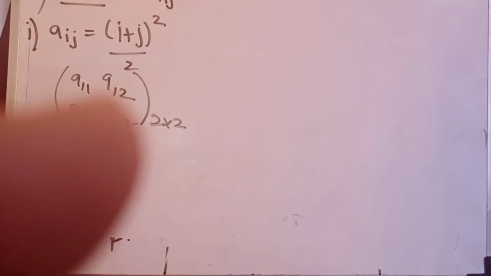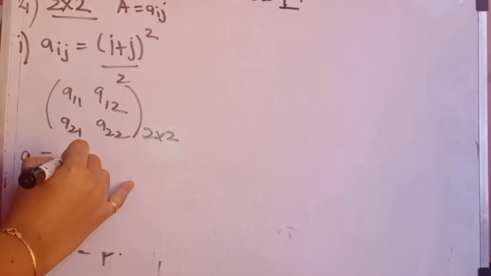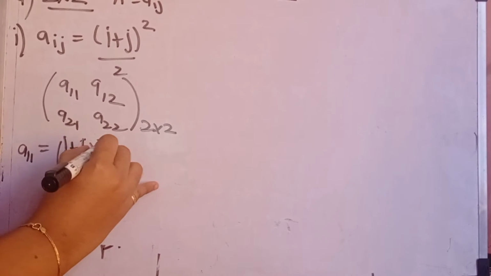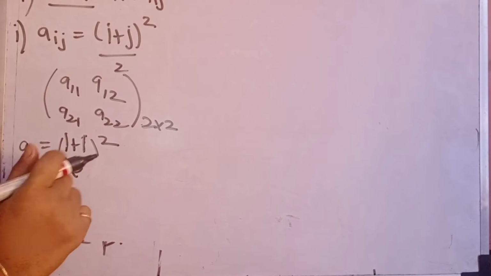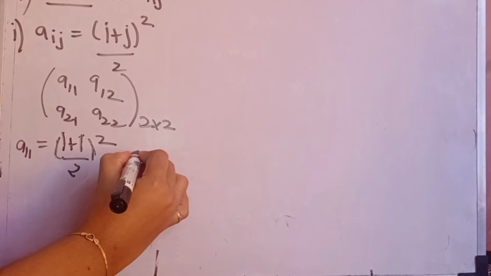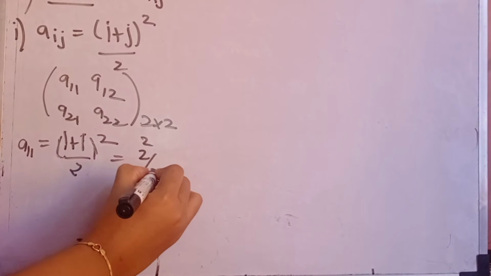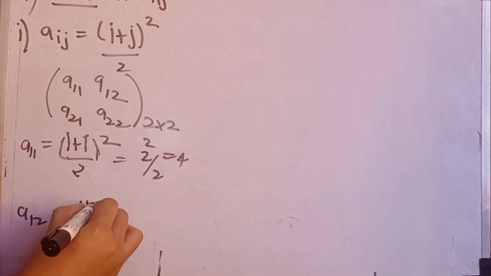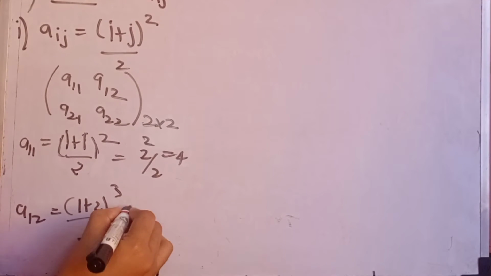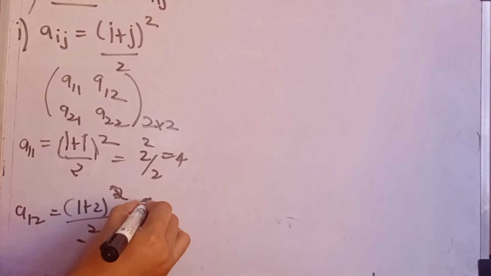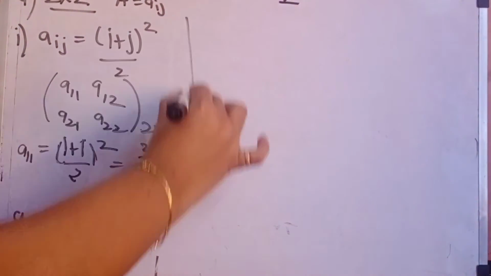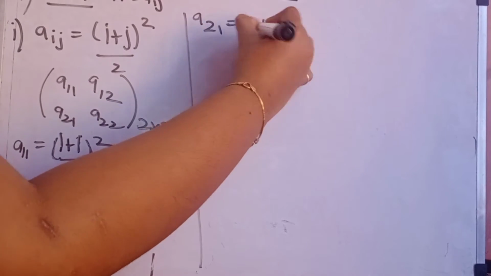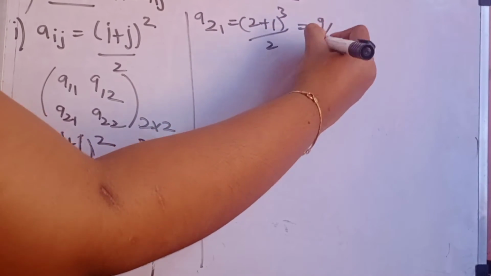So we need to find all the values. For a11, in the place of i and j we will substitute: 1 plus 1 the whole square by 2. Only the square comes for the upper part. So 2 square by 2 is 4 by 2. In a12, what will you substitute? 1 plus 2 the whole square by 2, right? So 3 square, 9 by 2. Answer. Next one, for a21: 2 plus 1 the whole square by 2. Again we will end up with 9 by 2.